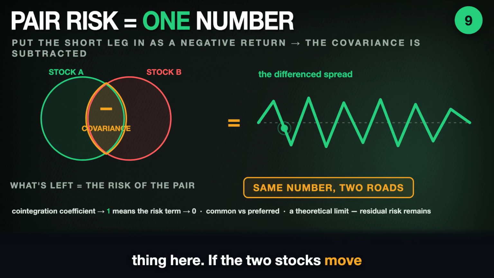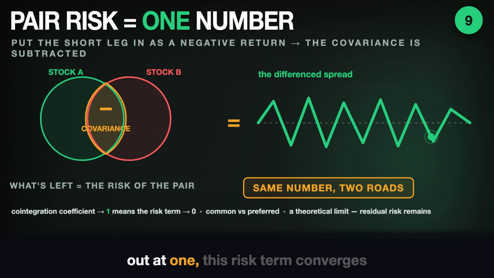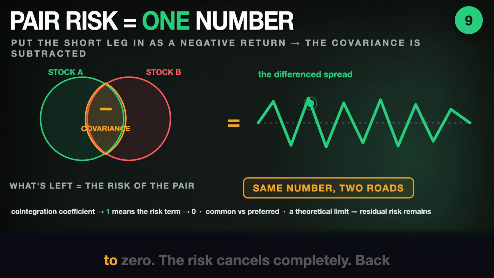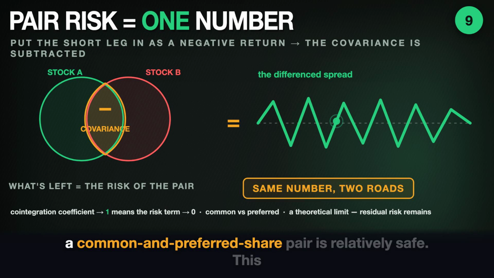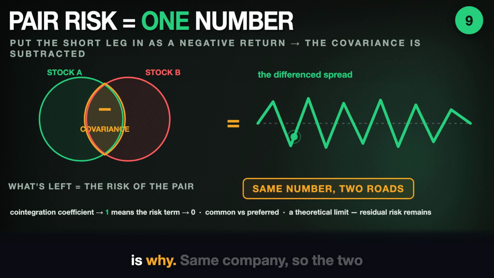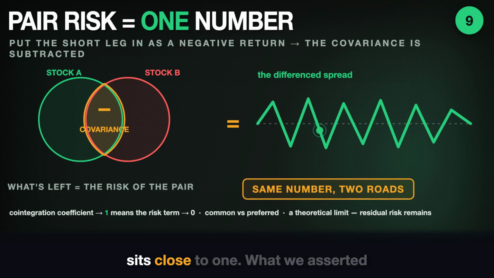If the two stocks move closely enough that the cointegration coefficient comes out at 1, this risk term converges to 0. The risk cancels completely. Back in the foundations, I told you that a common and preferred share pair is relatively safe. This is why. Same company, so the two move almost identically, so the cointegration coefficient sits close to 1.